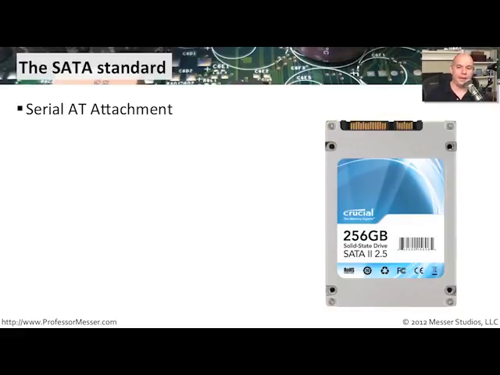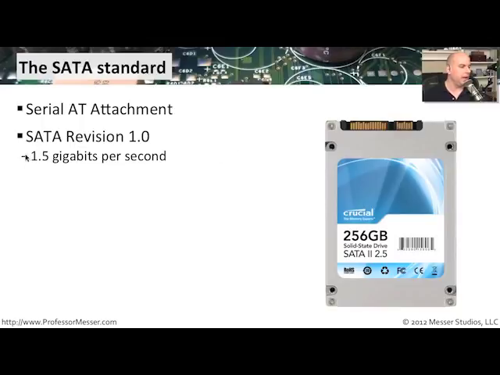We have different standards for SATA. One of the original SATA versions was version 1.0. It ran at 1.5 gigabits per second. There's also another standard, which is the SATA revision 2.0, which is running at 3.0 gigabits per second.